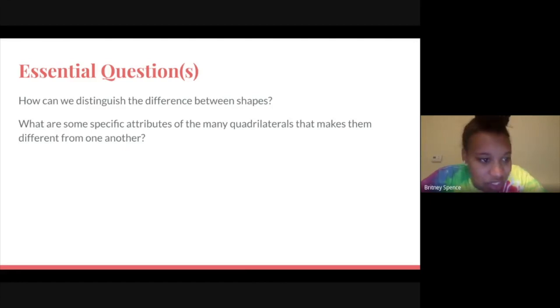Our essential questions. How can we distinguish the difference between shapes? Like, what makes them different from one another? What are some specific attributes of the many quadrilaterals that makes them different from one another?